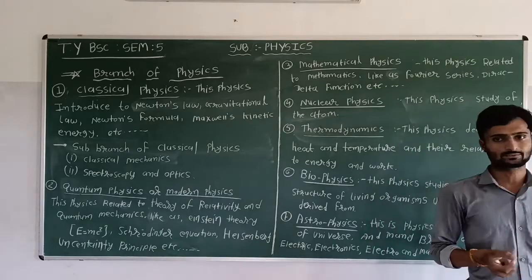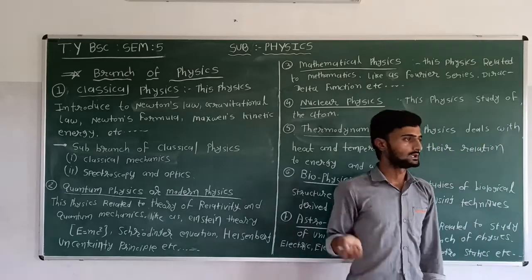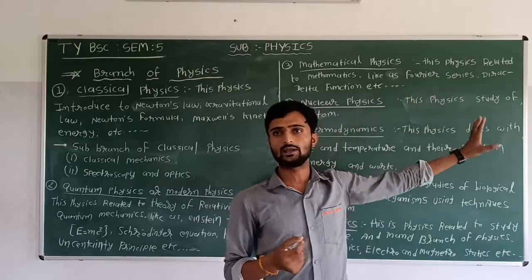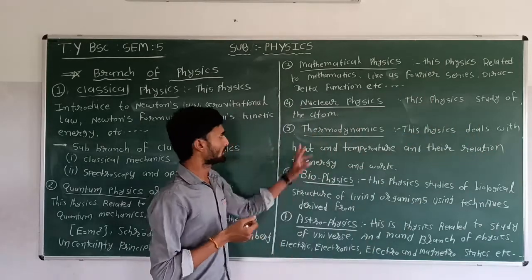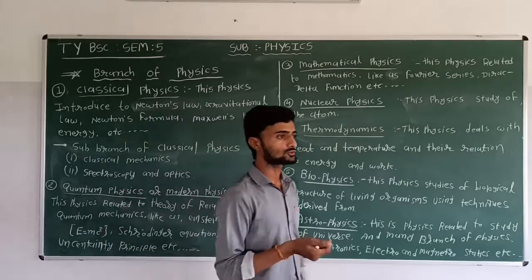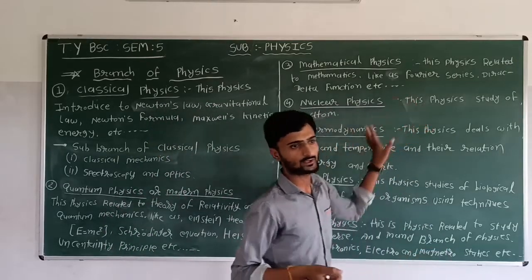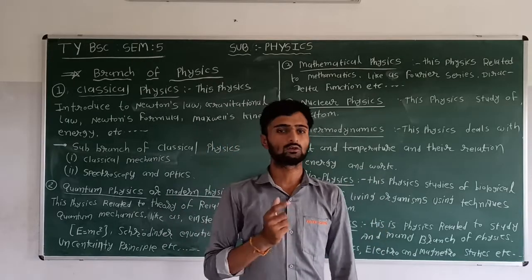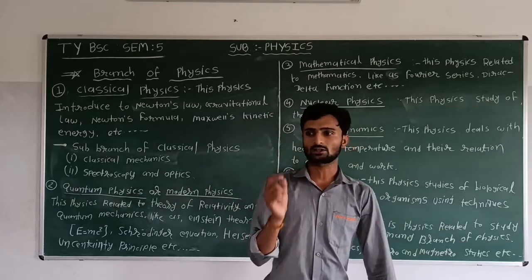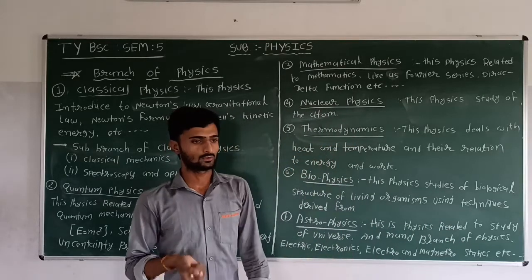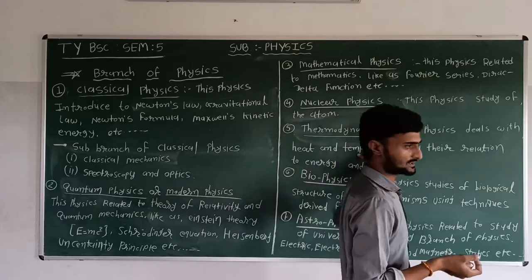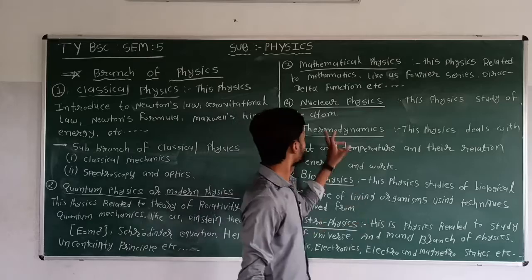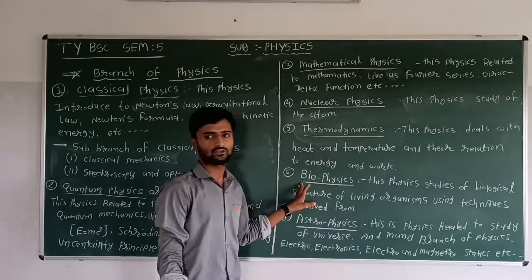Next, mathematical physics. Mathematical physics is related to mathematics, such as the Dirac delta function and Fourier series. Next, nuclear physics. This physics introduces the study of atoms, nucleus, electron, proton and nuclear. Next is the branch of thermodynamics. This branch deals with heat and temperature and their relation to energy and work. Temperature depends on thermodynamics. Next, biophysics.